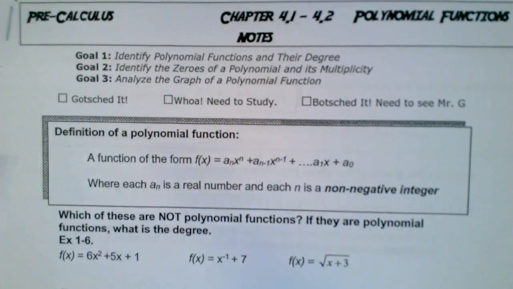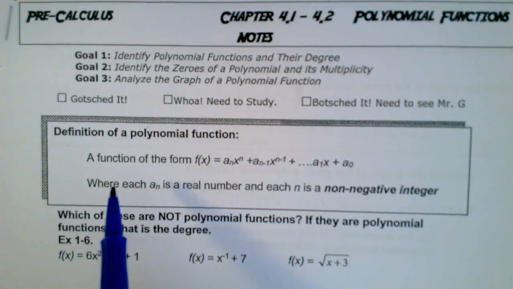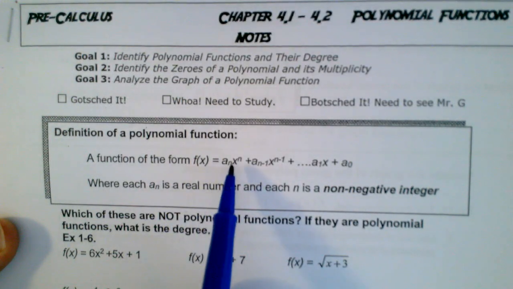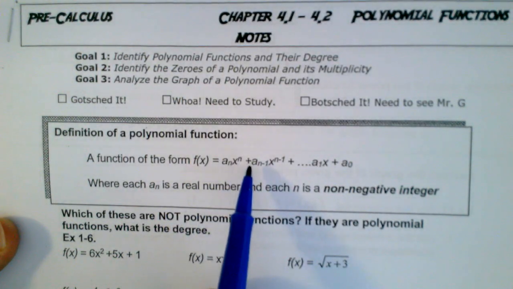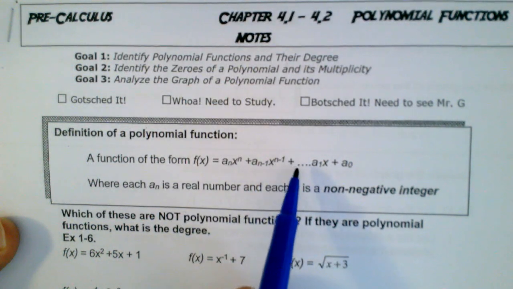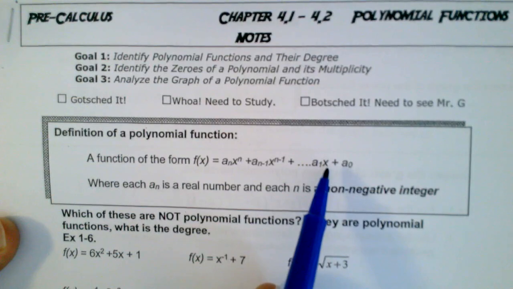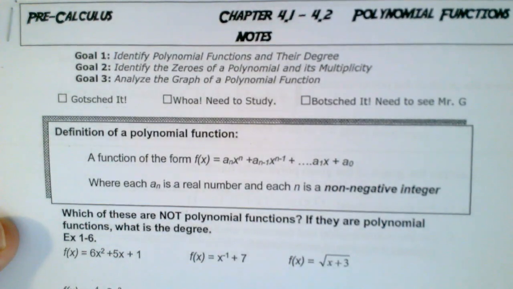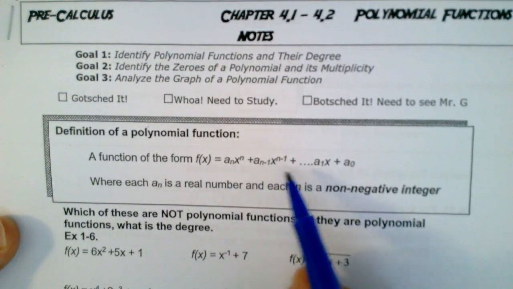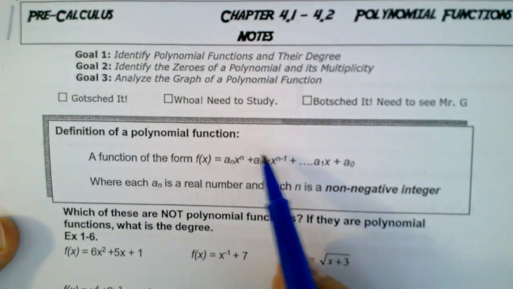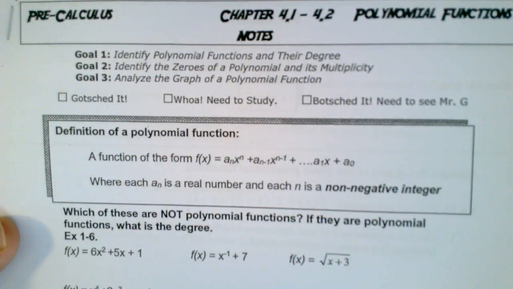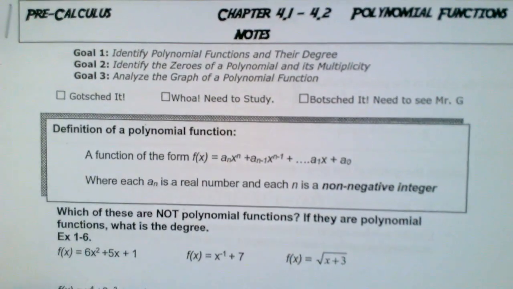All right, so the definition of a polynomial. By definition, it says a function in this form is f of x equals a sub n x to the n power plus a sub n minus 1 x to the n minus 1 power plus dot dot dot a sub 1 x plus a sub 0. And you're like, what in the world? The a sub n are just coefficients. They're the numbers in front, okay? The n, n minus 1, and so on, those are just exponents, okay?